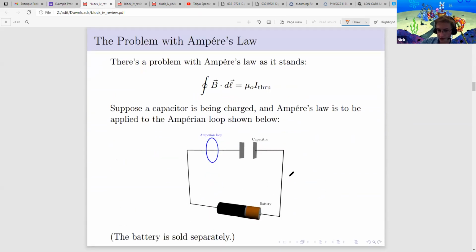And here's the issue. As we have it, Ampere's law is the integral of B dot dl equals mu naught times the current enclosed. So let's suppose I'm charging a capacitor with this battery. So I have current flowing here, and this is becoming a positive plate, and then this is a negative plate. And I want to figure out what the magnetic field is on this Amperian loop. So the first step in any Ampere's law problem is to just draw an Amperian loop. So that's done. But now I have to figure out what's the current enclosed, or what's the current going through that Amperian loop?